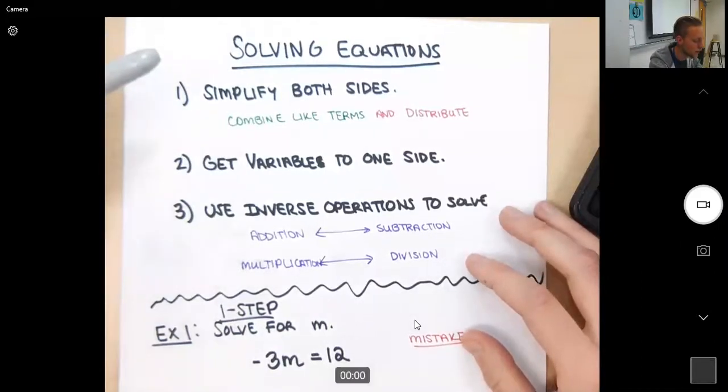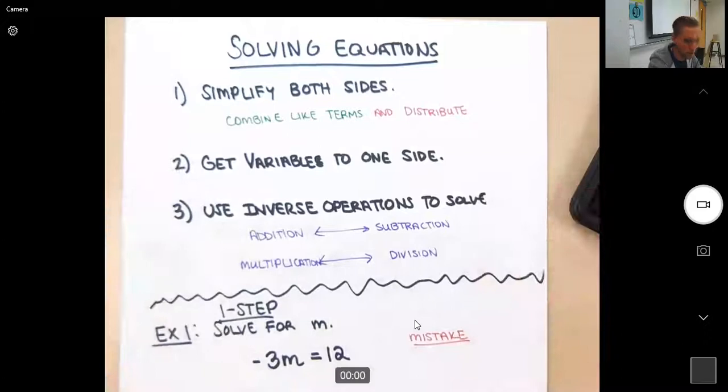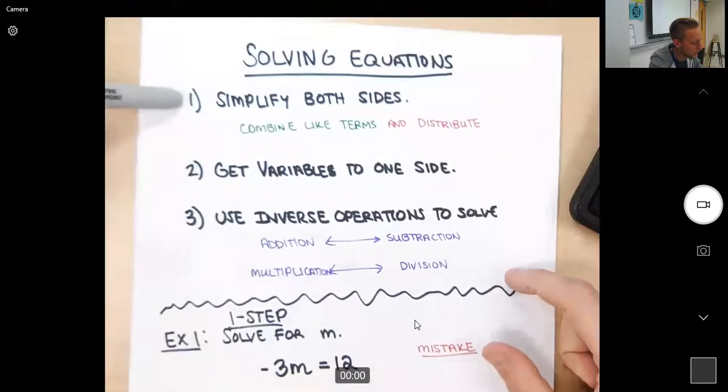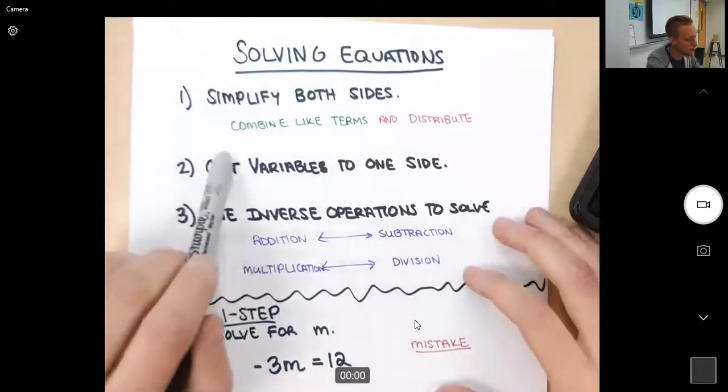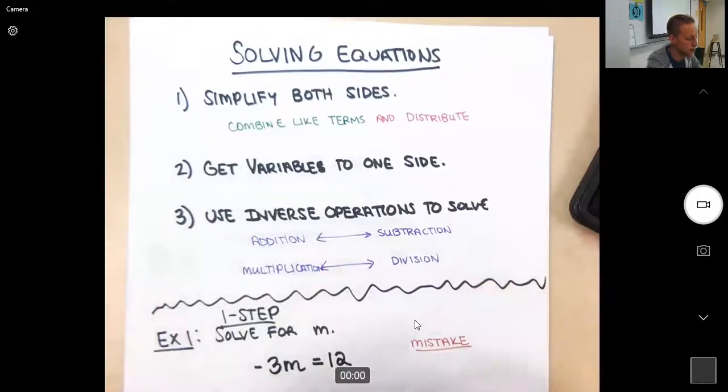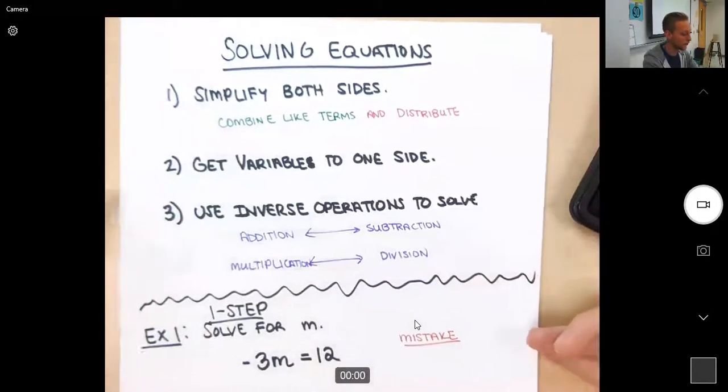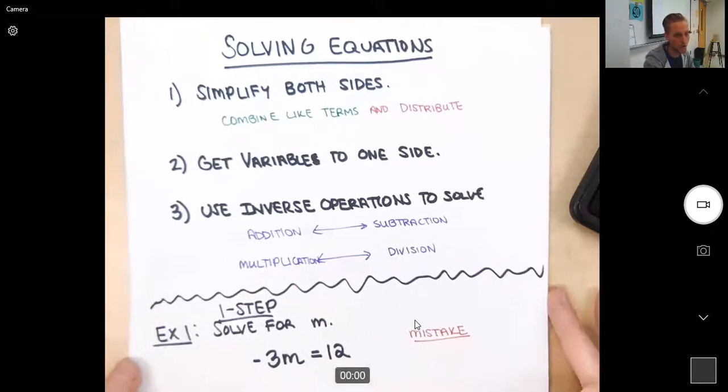Quick little video. There's 3 steps to solving any equation. Okay, so we will refer back to these 3 steps. The first step is to simplify both sides of the equal sign, and we're going to do that through combining like terms and distributing. Okay, you may not have to do step 1. It may already be fully simplified, so that could be the situation.